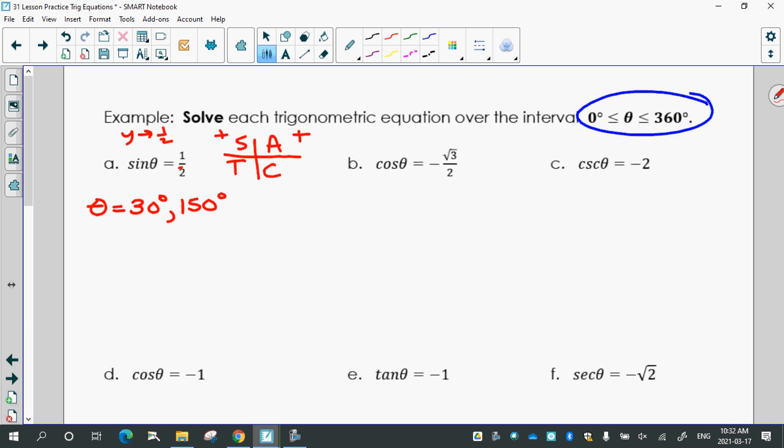Okay, you can answer like that, which is fine, or you can go back and answer like in quadrant 1, theta is 30 degrees, and in quadrant 2, theta is 150 degrees. It doesn't matter to me which one, whichever makes more sense in your head to do, then do it that way. Okay?